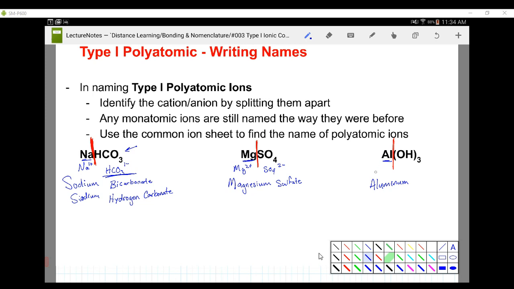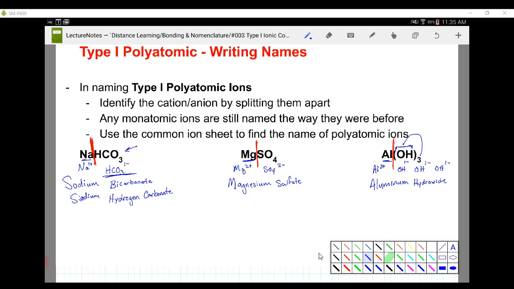And then our last example, aluminum has a 3 plus charge. Now here I have 3 on the outside of parentheses. That means I have 3 of this compound. So my polyatomic ion is OH, OH, and OH. I have 3 different ones. So if I have 3 of those and a positive 3 charge on the aluminum, then each of these must have a charge of negative 1 to balance that out. So I'm looking for OH with a 1 minus charge on the back of my periodic table, and I see that the name of that is hydroxide.